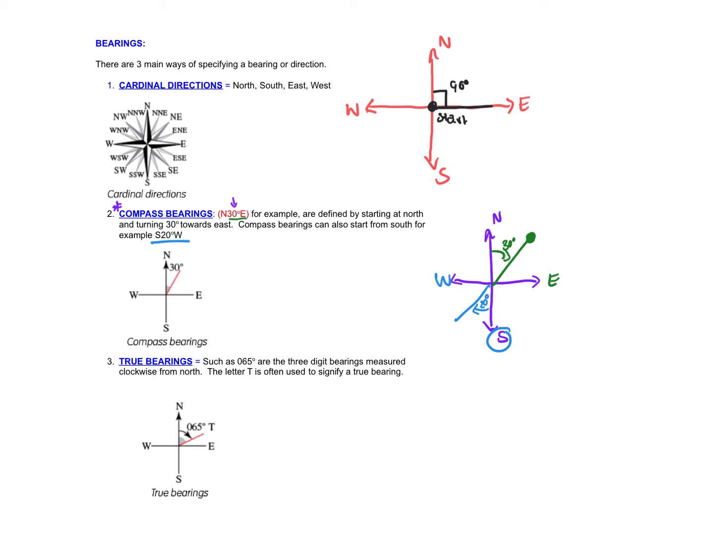The true bearing is when you have 3 digits. You've got to make sure it's always 3 digits, and you're always starting at north, and you're going around that way. So what do I mean by that? You've got your compass, and you start at north, and they're going to say how far you go round.